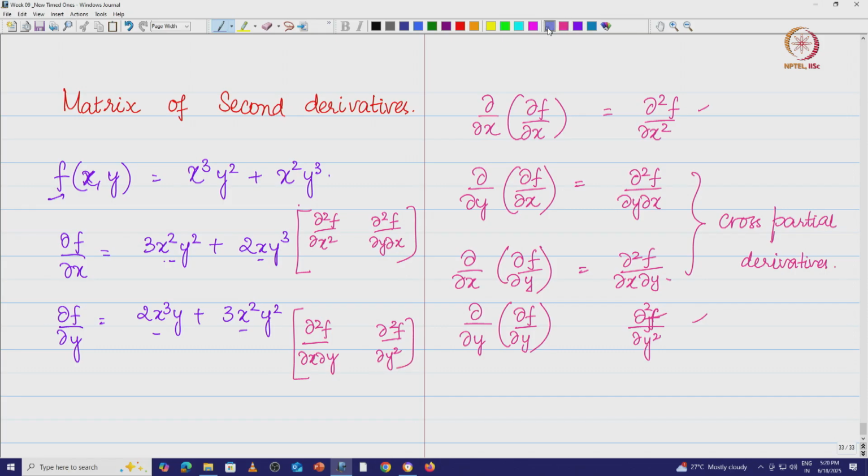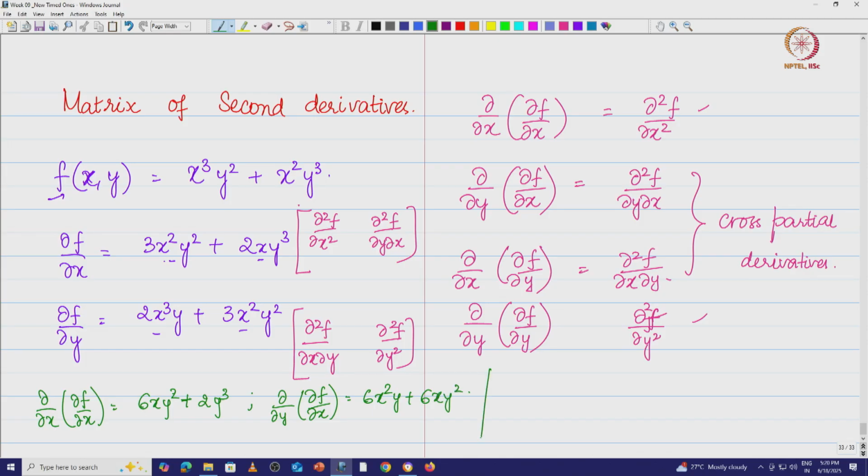So, if I do this, what do I get? Let us check what we get here. The second derivative of this is nothing but dou by dou x of dou f by dou x, which is going to give me 6xy squared plus 2y cubed. And then I am going to look at dou by dou y of dou f by dou x, and that is going to give me 6x squared y plus 6xy squared.